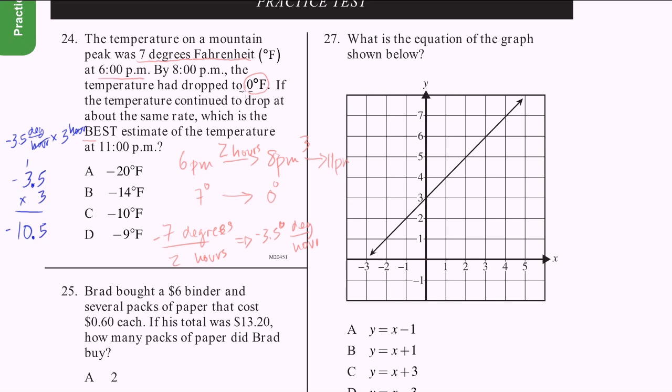Now, they say that the temperature was 0 at 8 p.m. So if we drop 10.5 degrees from that, we're going to be approximately at minus 10 degrees Fahrenheit. They say, what is the best estimate? If they said exactly, we would say, oh, minus 10.5 degrees. You could have done this kind of in your head if you like, but I think it's nice to say, oh, we're dropping 3.5 degrees per hour. 3 hours later, it's going to be a little over 10 degrees, or 10.5 degrees, that we dropped from the 0 degrees at 8 p.m.